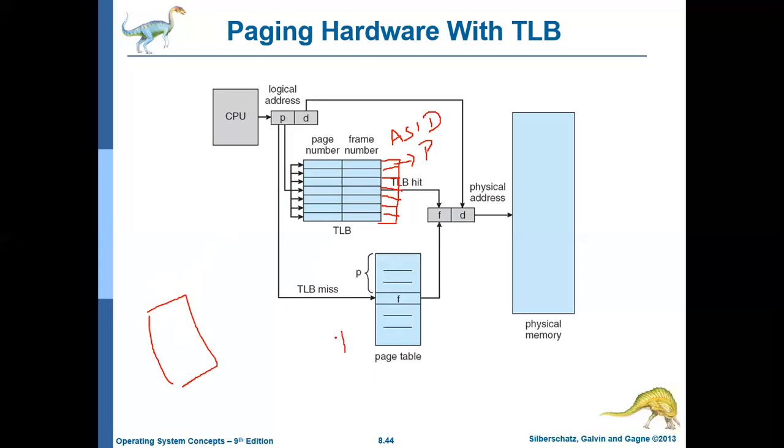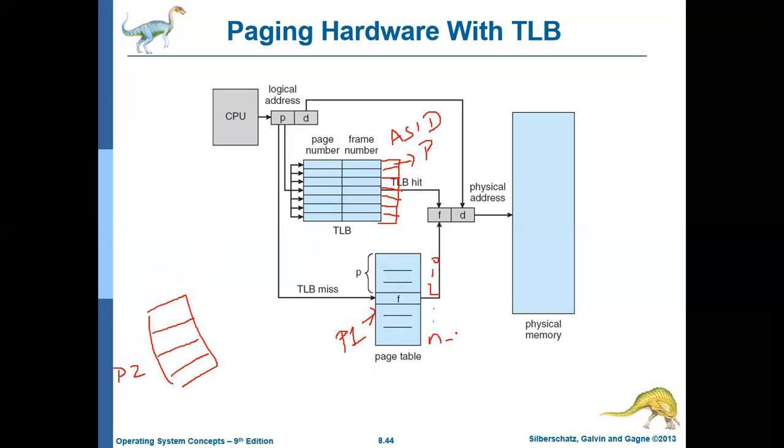Say this is the page table for the process P1. Okay, say this is the page table for the process P2. The page numbers are generally the same, right? So the page numbers of the P1 process will be 0, 1, 2, up to maybe n minus 1.